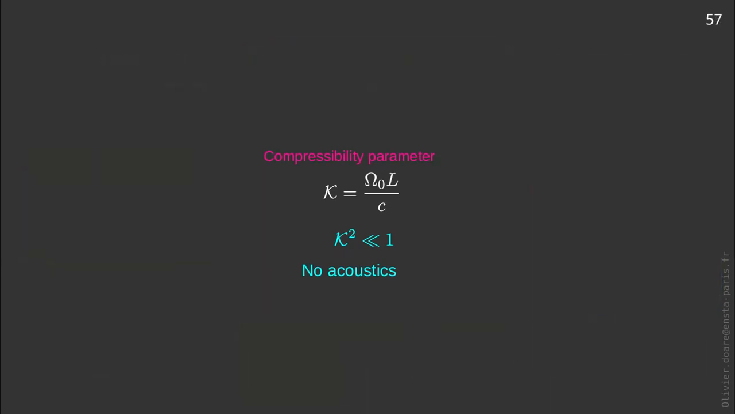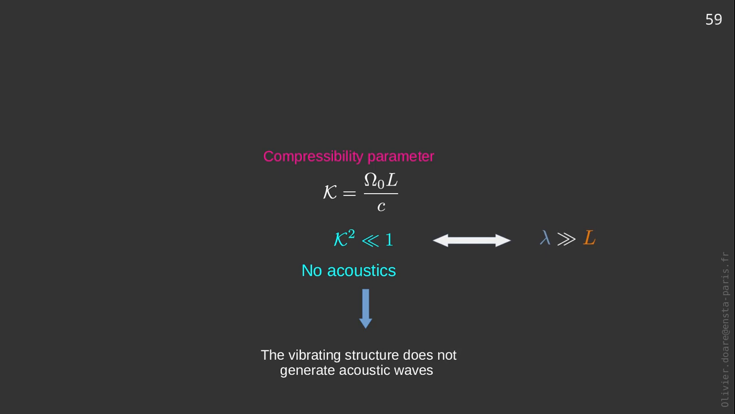Let us look for a moment at this extreme case. What we have just said is that if K squared is very small in front of unity, the vibration of the object does not generate acoustic waves of significant amplitude. We also say that the object does not radiate, and we have shown that this happens when the size is small compared to the corresponding acoustic wavelength. We can easily evidence this phenomenon with a small experiment.